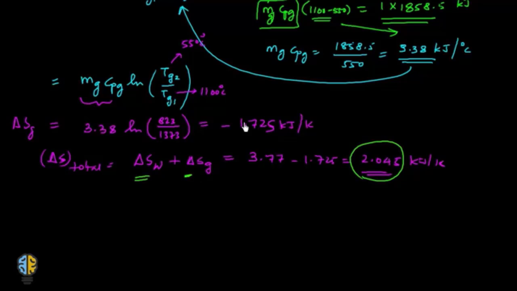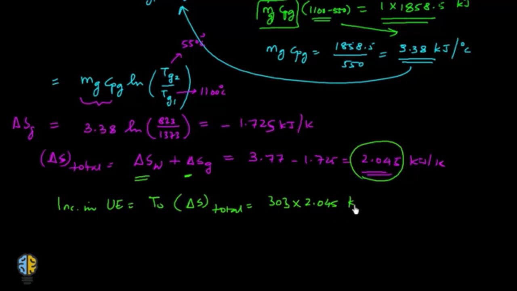Okay, so the increase in the unavailable energy becomes equal to T0 into delta S total. T0 is 30 degrees Celsius, so it becomes 303 into 2.045, and this would be in kilojoules. So the value becomes 620 kilojoules. So this is how you have to attempt this question.